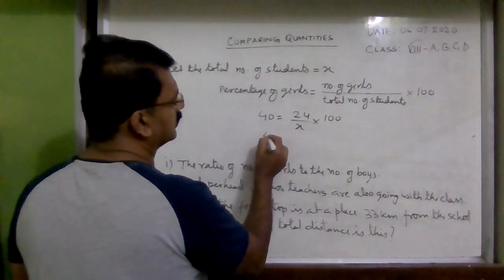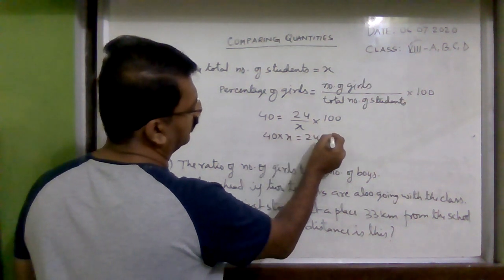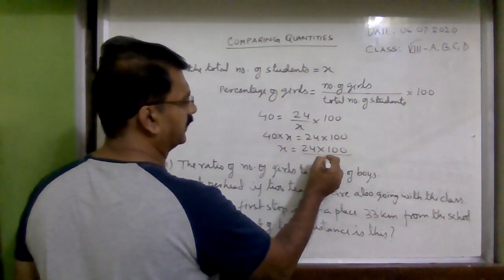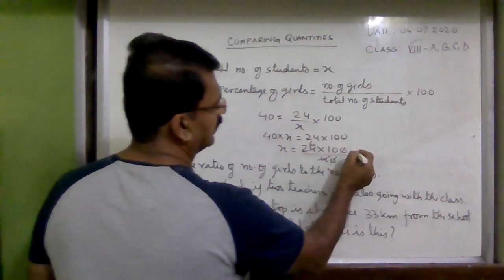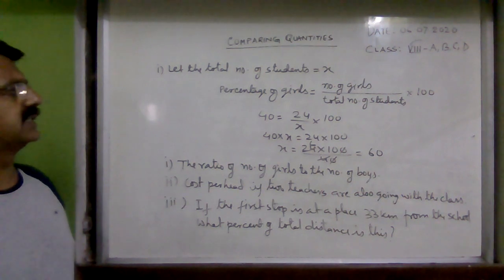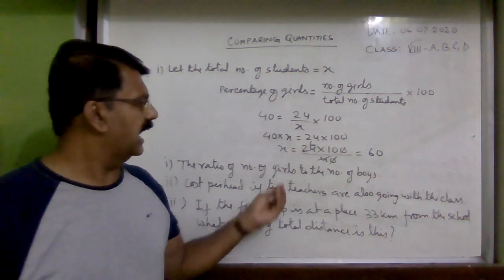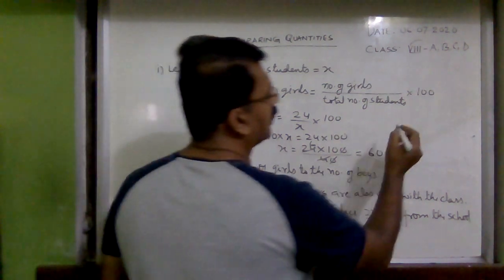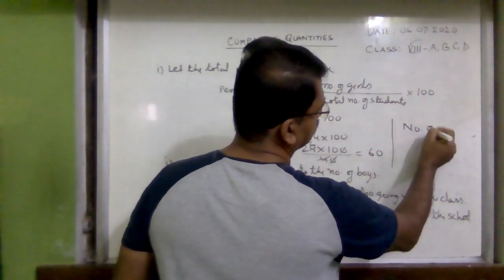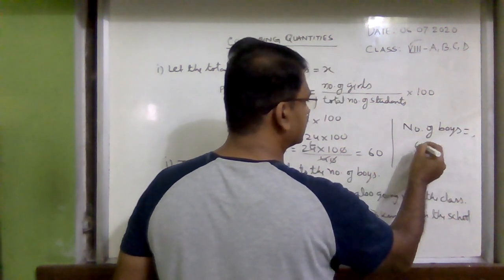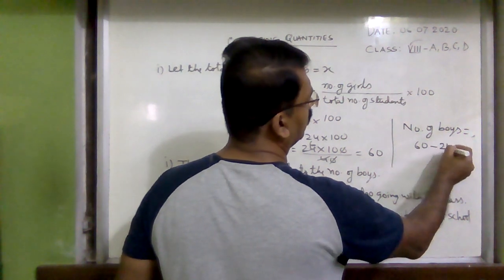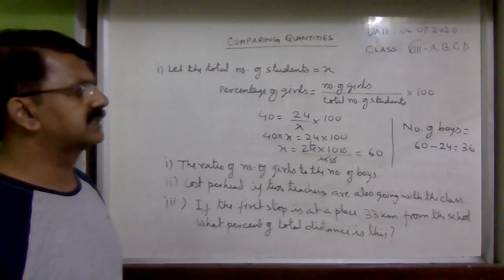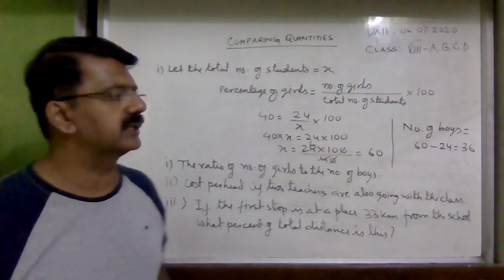Now you cross multiply, so 40 into x will be equal to 24 into 100, means x will be equal to 24 into 100 upon 40. 0 is cancelled. So you can see the total number of students is 60, because we have taken the total number of students as x and here x is 60. Clear? Now number of boys will be total number of students 60 minus the number of girls 24, so 60 minus 24 is 36. We have calculated the number of boys as 36.